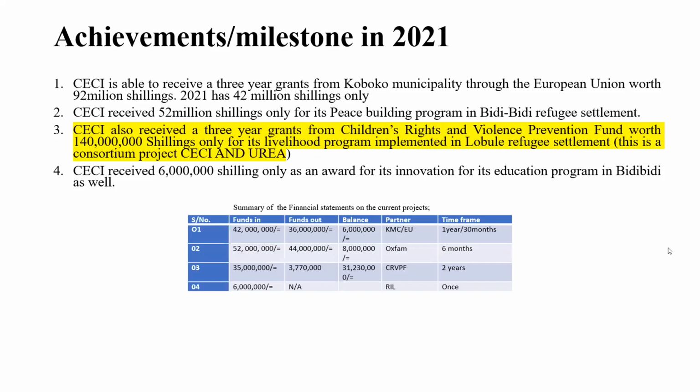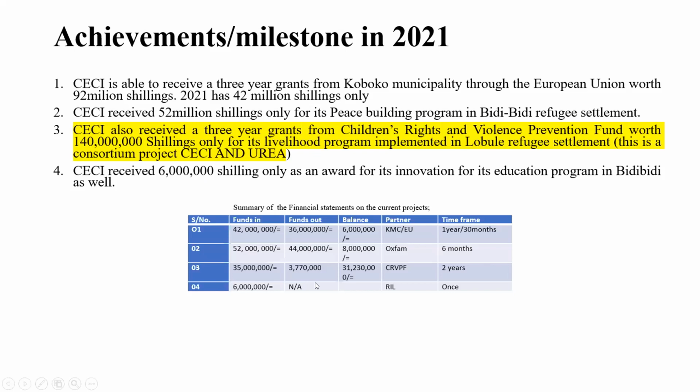And then we have funds from the Children's Rights and Violence Prevention Fund. This is a consortium project. You see it highlighted yellow because we could not establish exactly how much CECI is getting from this, because it is a joint project which has been implemented by two partners. In the course of the year, we were able to get an award worth 60 million, which you can see also there.